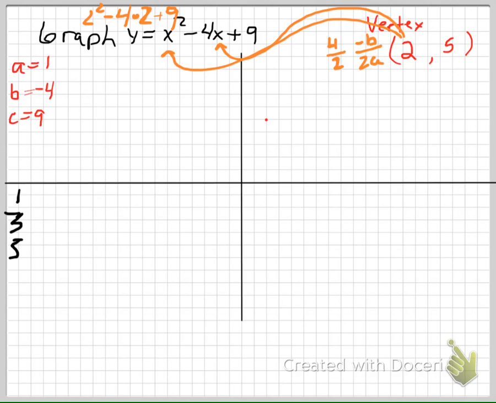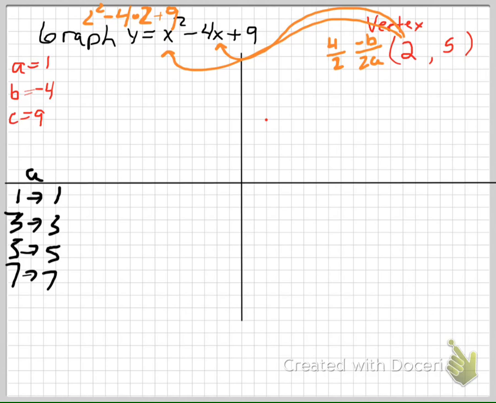So now we're going to do 1, 3, 5, 7 times A. What is A? A is 1. So it's just going to be 1, 3, 5, 7. If it would have been 2, then we would have had 2, 6, 10, 14. If it would have been negative 1, we would have negative 1, negative 3, negative 5, negative 7. But since this one has just an A of 1, we're just dealing with 1, 3, 5, 7.